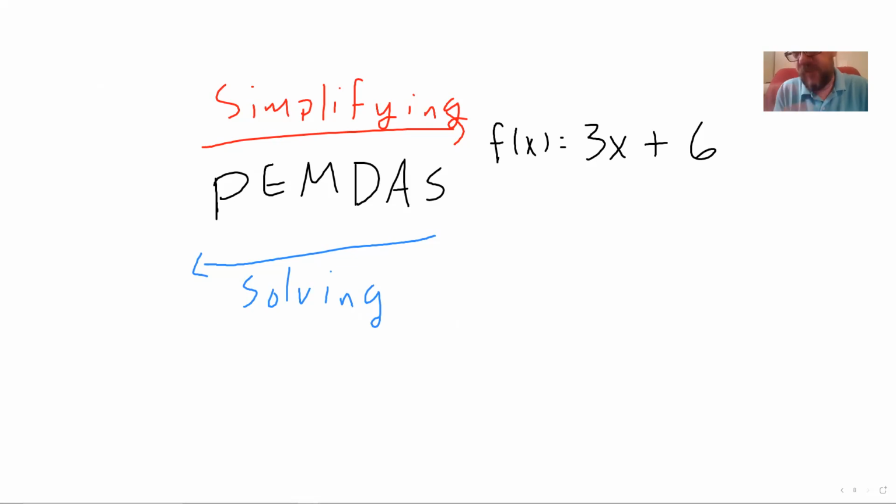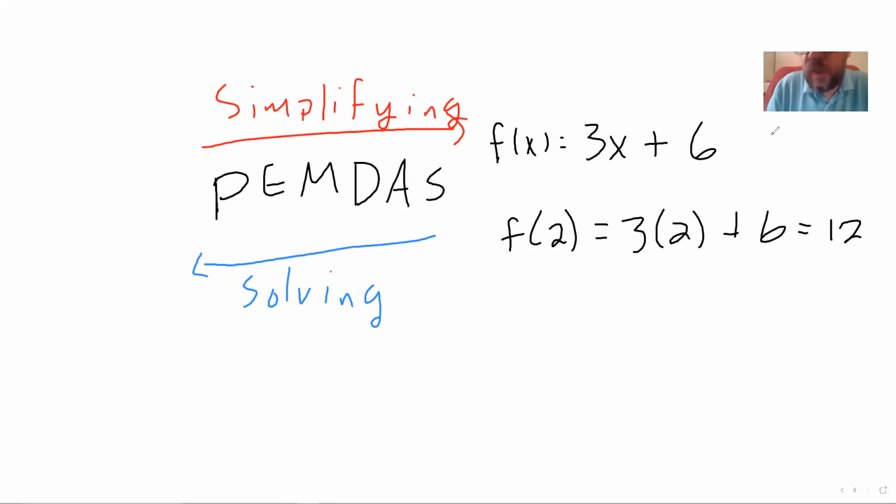If I'm simplifying or evaluating, which is effectively the same thing here, if I wanted to do f of 2, I would do 3 times 2 plus 6. Notice the order I do that in. I do the multiplication first and then the addition second, right? This is 12.